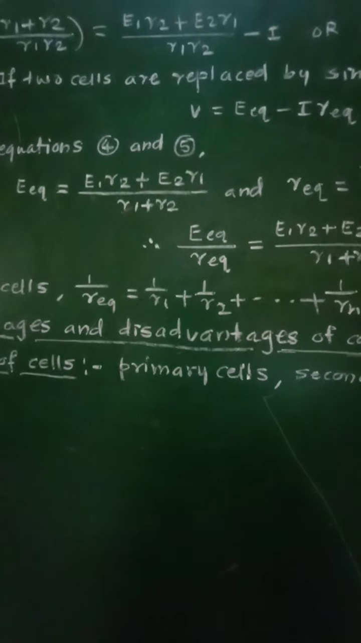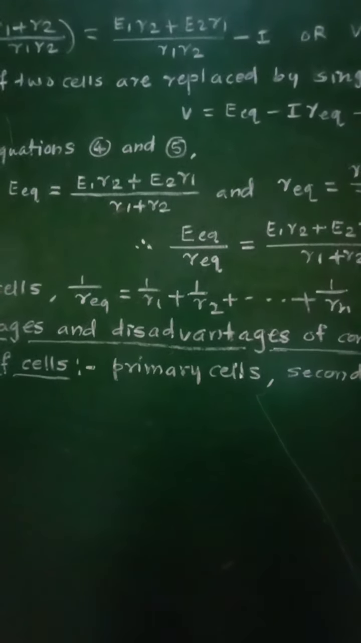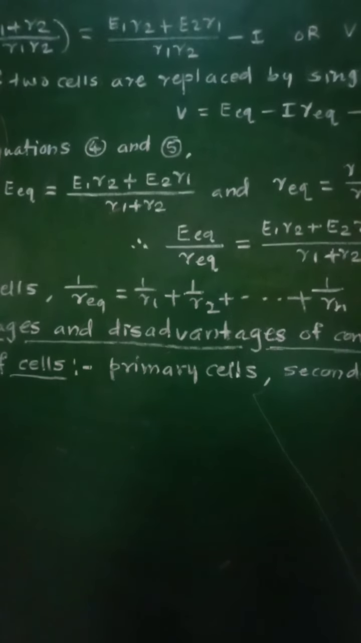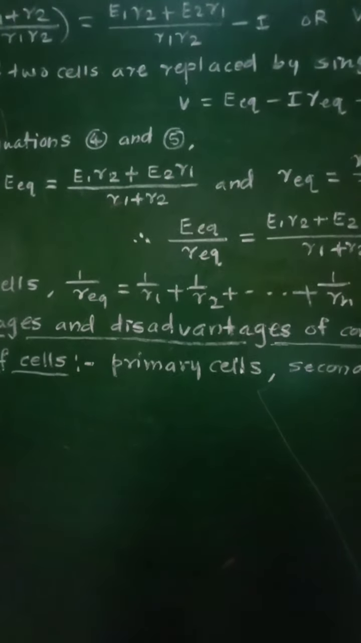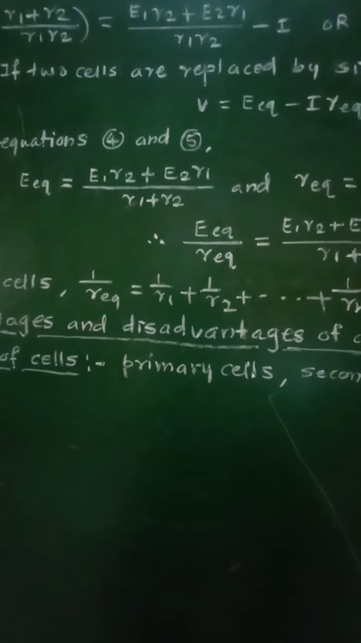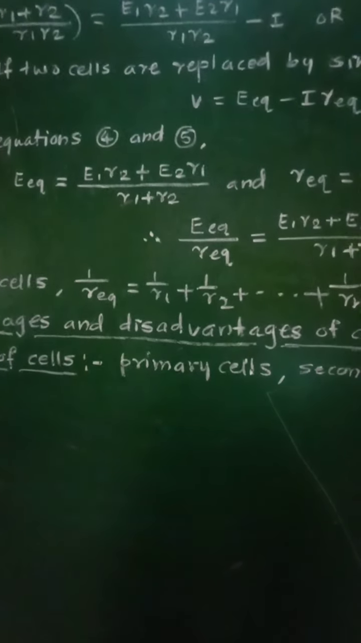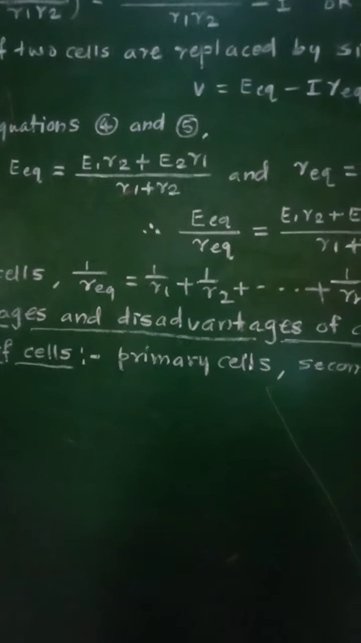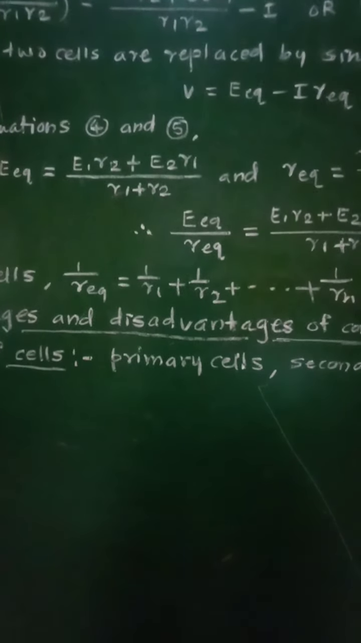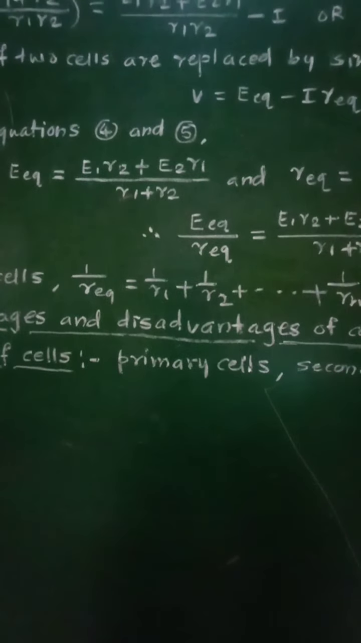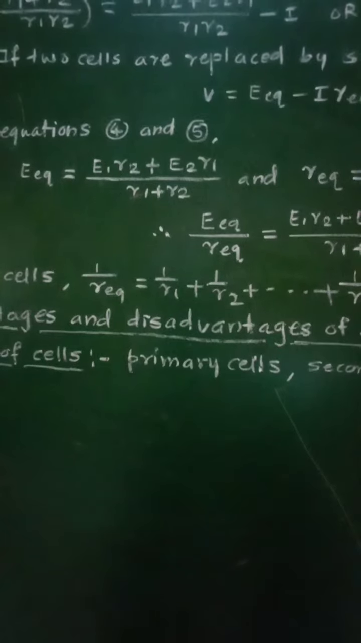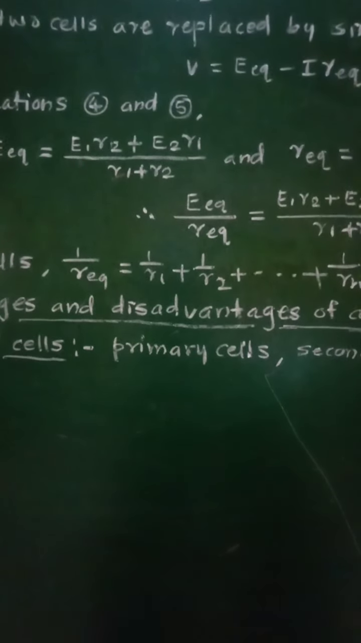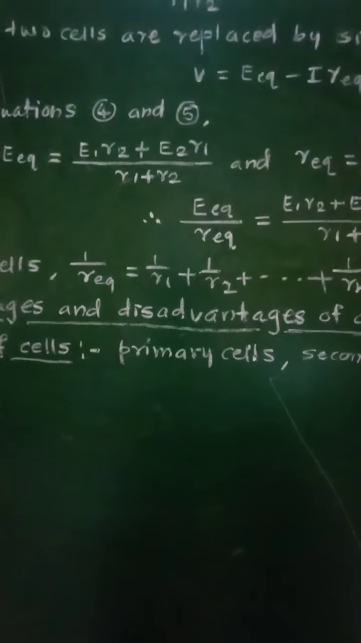Secondly, the cells which are damaged can be easily identified and easily replaced in case of series combination. So when the cells are connected in series, cells which are damaged can be easily identified and hence can be easily replaced. Now let us see the advantages of cells in parallel.